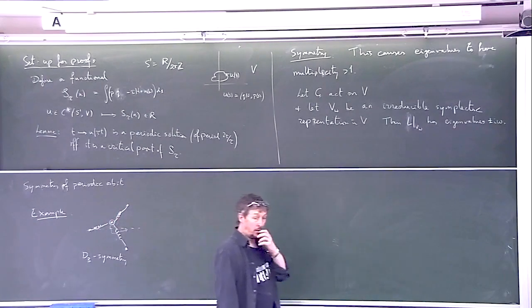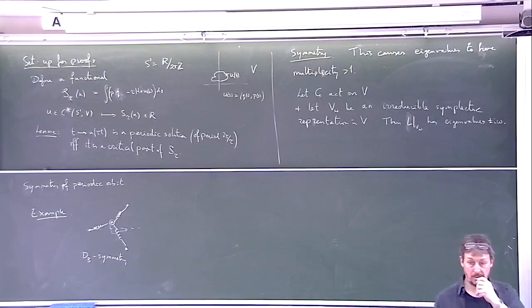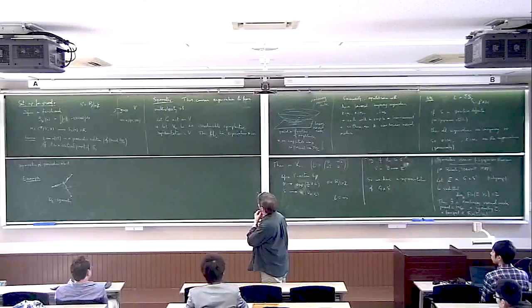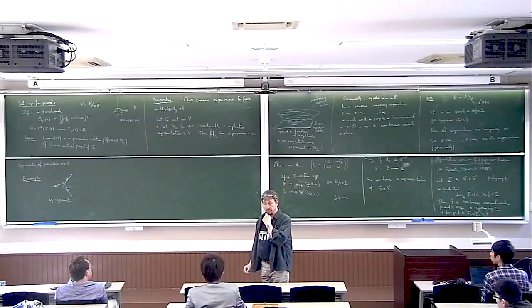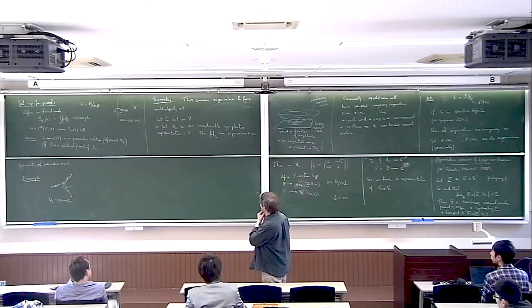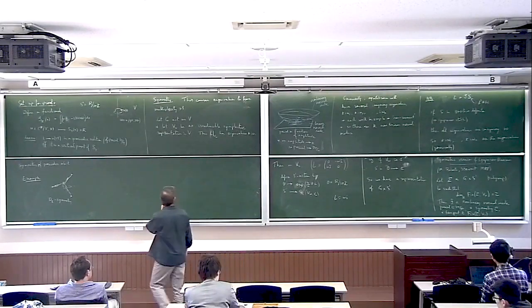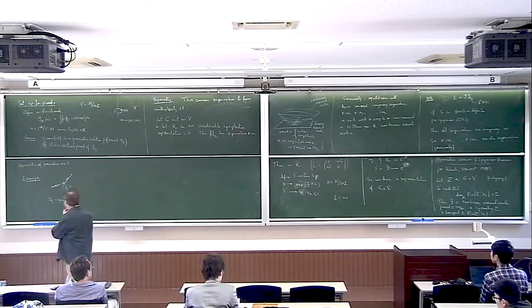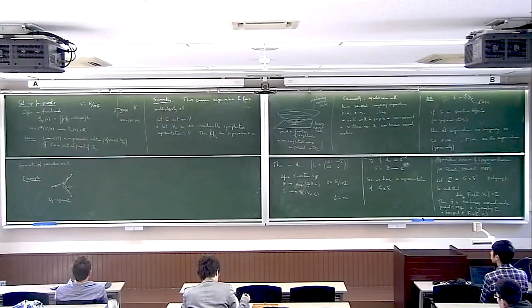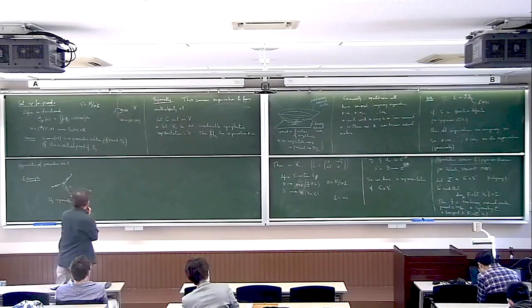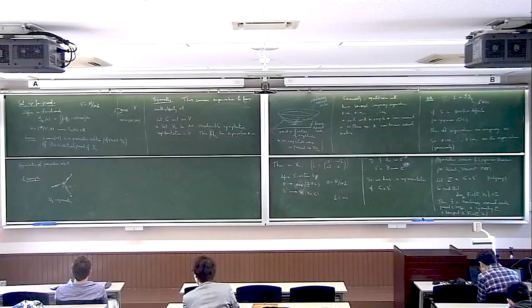So there are some assumptions about the G action. It has to be symplectic, and linear. So it's a symplectic representation. G has to be compact, so finite, usually.